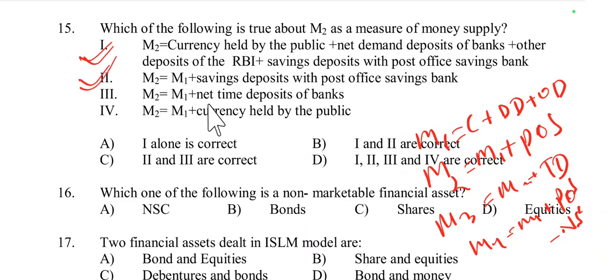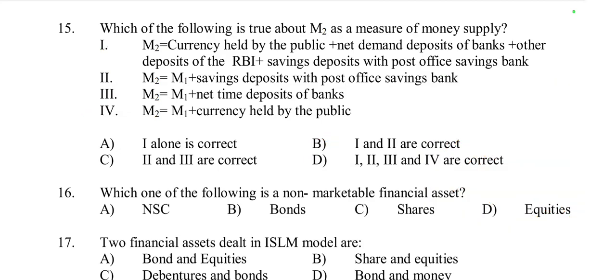Then M2 is equal to M1 plus net time deposit. No, this is called M3. Then M2 is equal to M1 plus currency held with public. No, this is incorrect. So options 1 and 2 are correct here, 1 and 2, option number B. So B is right here.